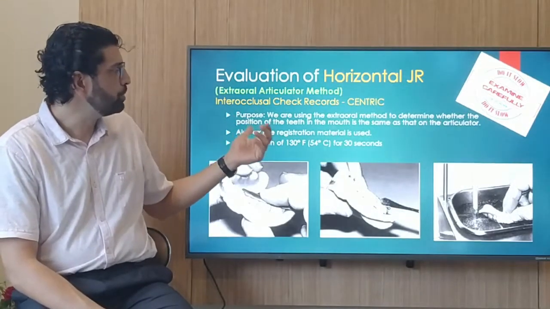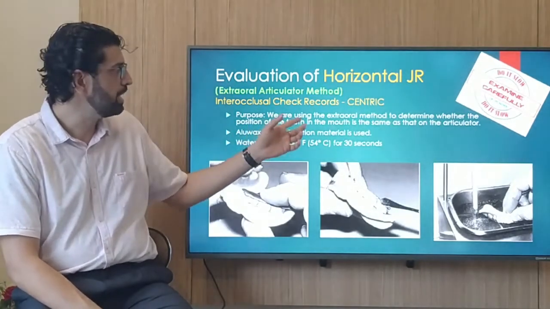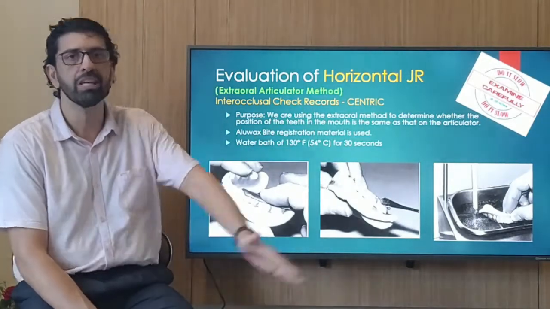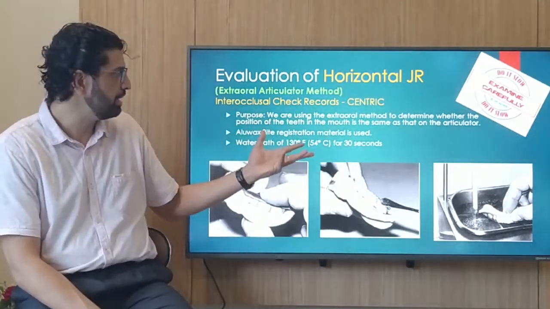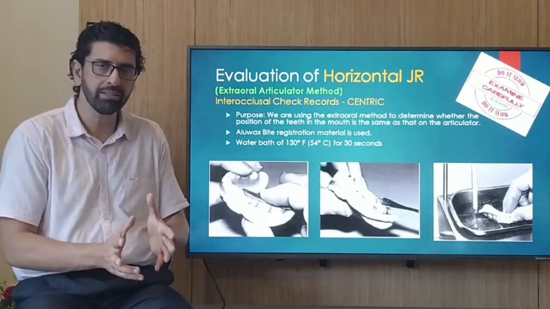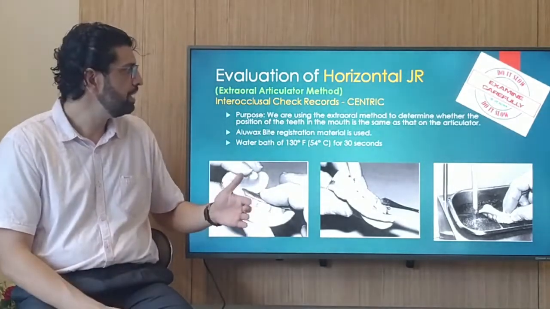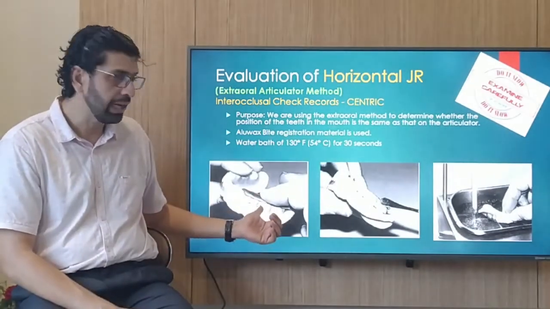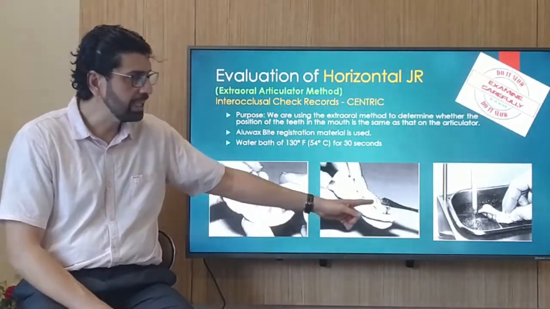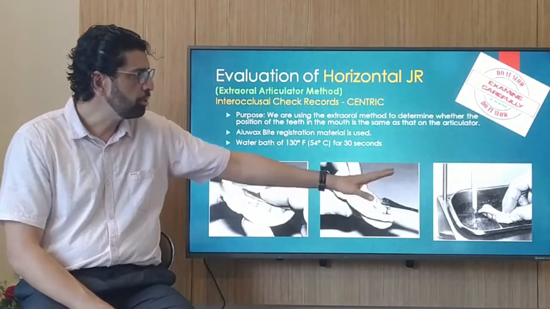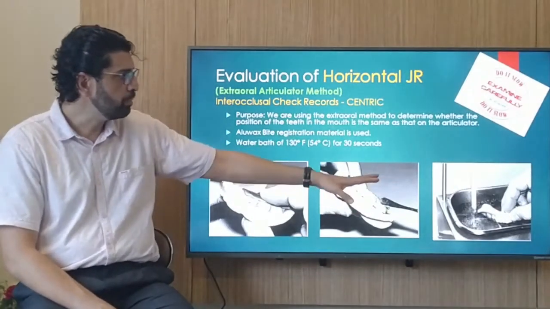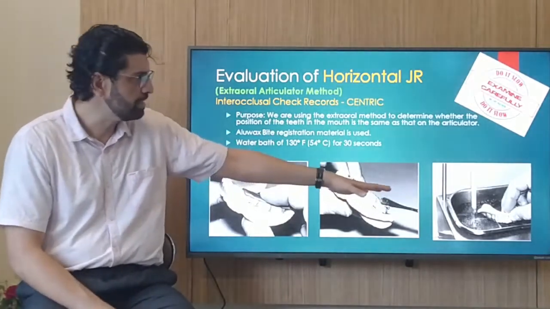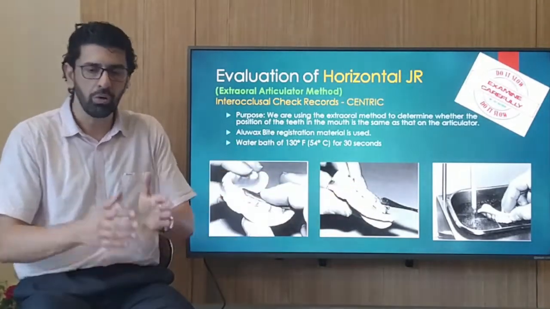Okay, so it's very simple. Here, what is our purpose? We are using an external method to determine whether the position of the teeth in the mouth is the same as that which is in the articulator. So you're going to take aluwax, which is a bite registration material, and place it on top of the posterior teeth. We're going to adapt it onto that, and then seal it with a heated instrument, and put it in a water bath that is about 130 degrees Fahrenheit or approximately 54 degrees Celsius for about 30 seconds.